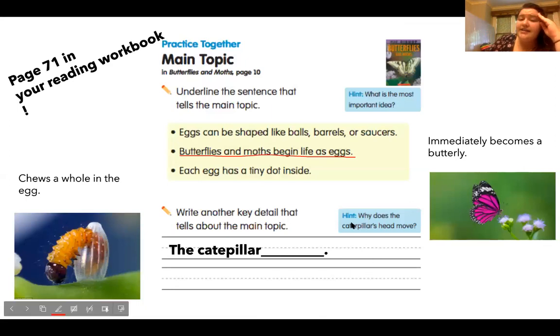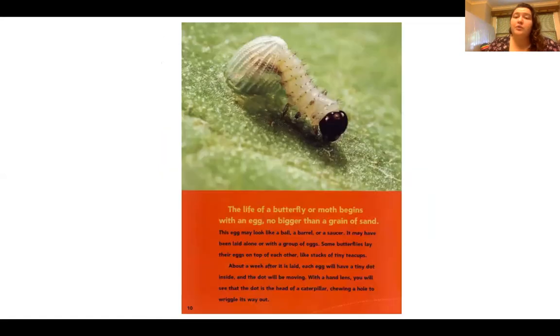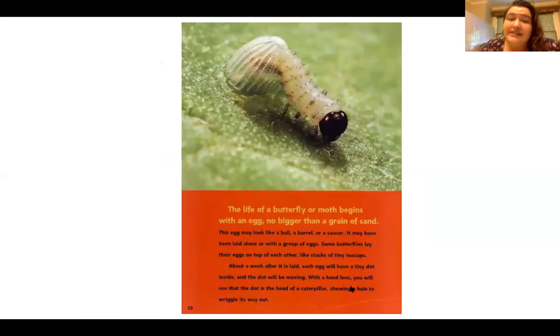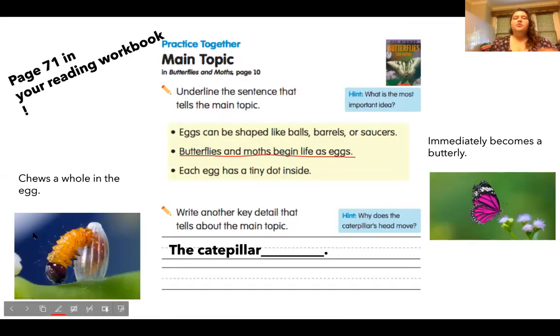So why does the caterpillar's head move? Does it move because it chews a hole in the egg? Or does it move because it just immediately becomes a butterfly? Now this is right after the egg, and only use what we read in the story. Even if you think you know something, it's best to use what we read or what we see in the story. So which one do you think it is?